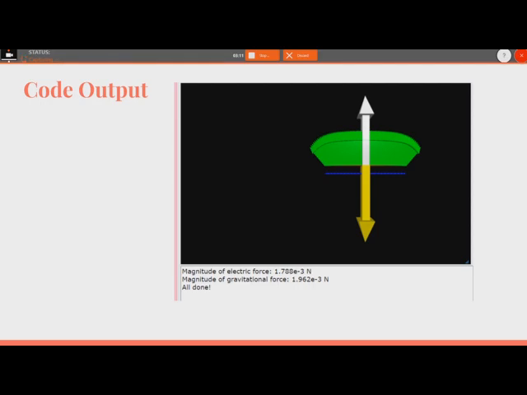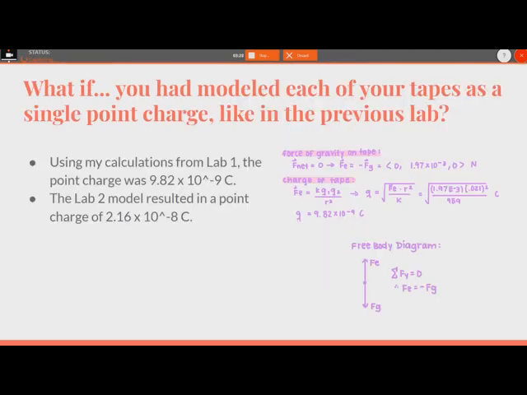And then it says that the magnitude of the electric force is 1.788 e to the negative 3, and the magnitude of the gravitational force is 1.962 times 10 to the negative third. And those are supposed to be equal, and those are pretty close to equal, so barring human error, that looked good to me. And then here's some of the what if questions I had.